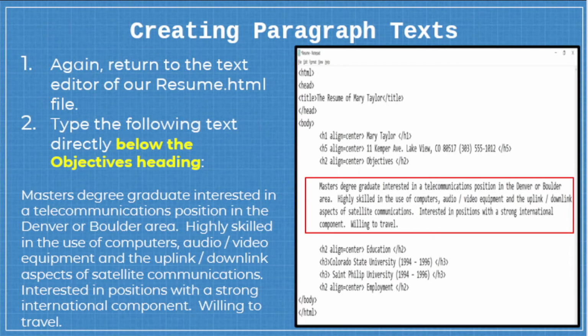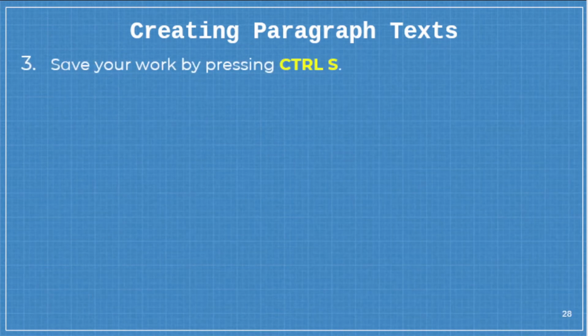Master's degree graduate interested in a telecommunications position in Denver or Boulder area. Highly skilled in the use of computers, audio and video equipment, and the uplink and downlink aspects of satellite communications. Interested in positions with a strong international component, willing to travel. Again, put this below your objectives. So H2 align center objectives /H2. Type it below. Now, save your work again.